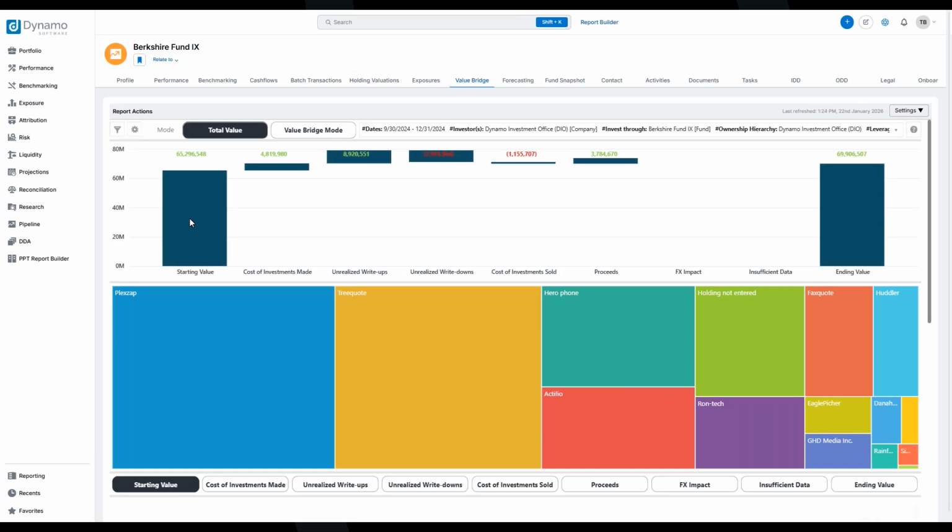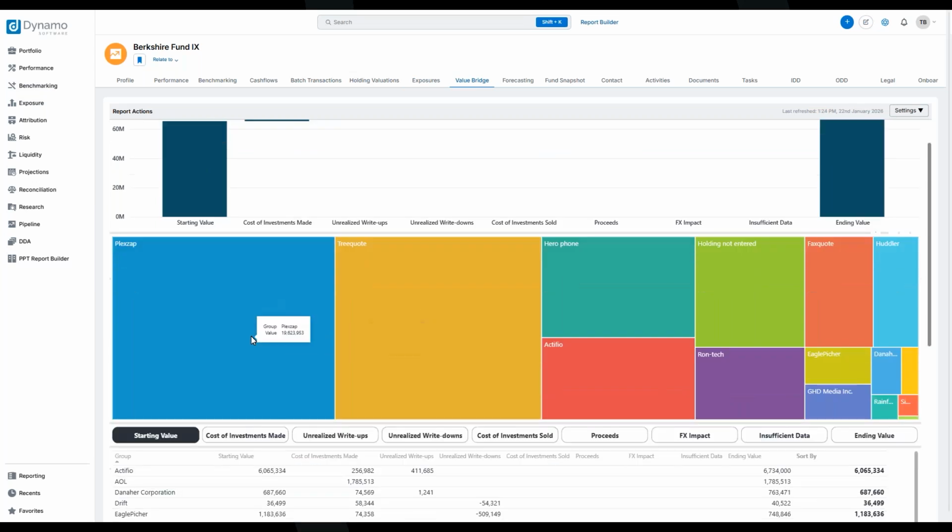The first section here goes to the beginning value and shows me what my investment is, $65,296,000. I can see that Berkshire had additional costs of investments made. They had some market write-ups and write-downs. They had an investment that was sold, and it reconciles now to the ending value.